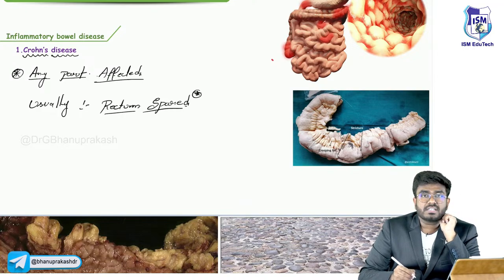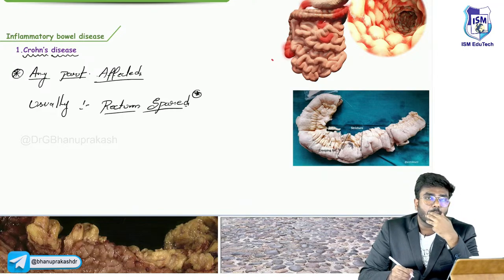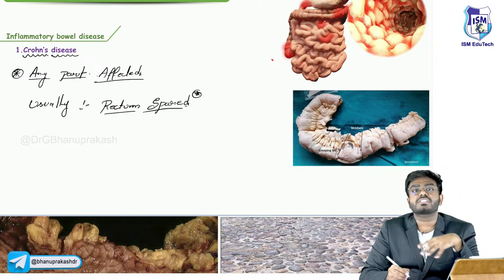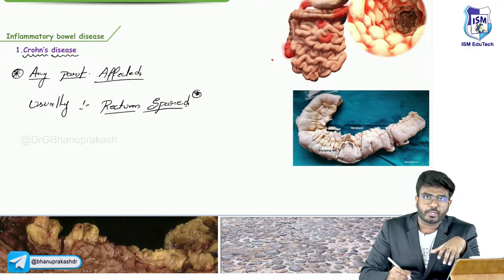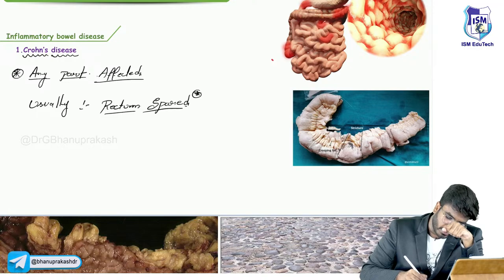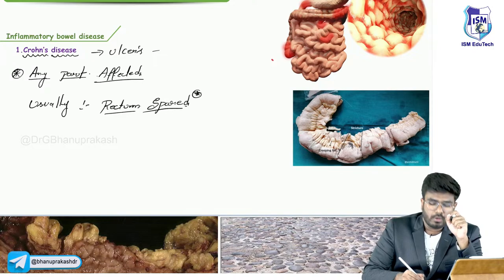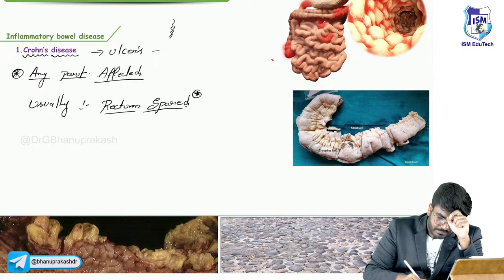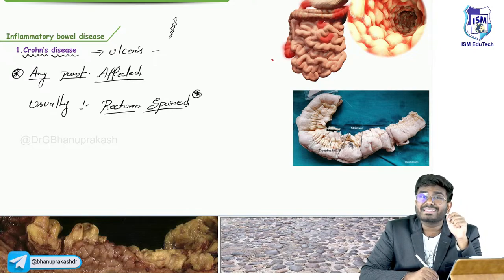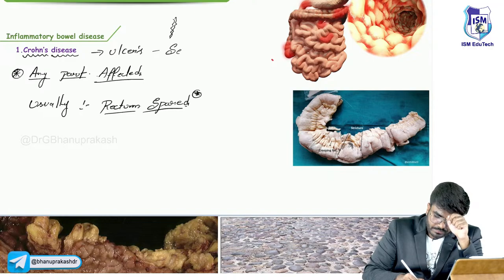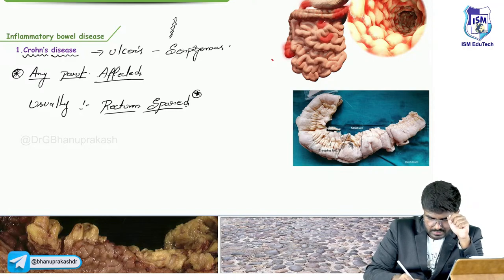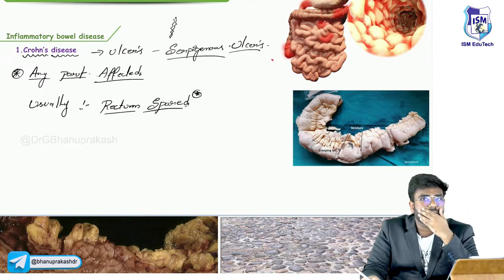Now, in Crohn's disease, the patient is going to have ulcers, sir. Even in the mouth, ulcers are there. Even in the intestines, inflammation is going on, and ulcers are going to be there. So, how are the ulcers going to look in Crohn's disease? They look like a snake: serpiginous, longitudinal ulcers. So, serpiginous ulcers are going to be seen in Crohn's disease.